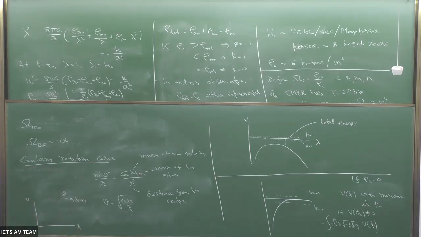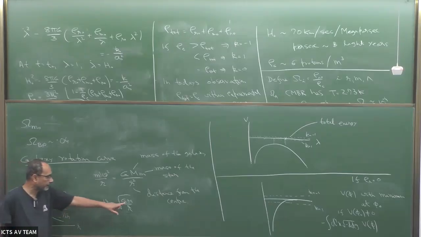And if you plot V versus R, then near the edge, it should fall off as 1 over square root of R. What one finds instead is that it goes like this. Further away you go, the velocity remains the same. Is this clear? So if this is the case, then what does it mean?